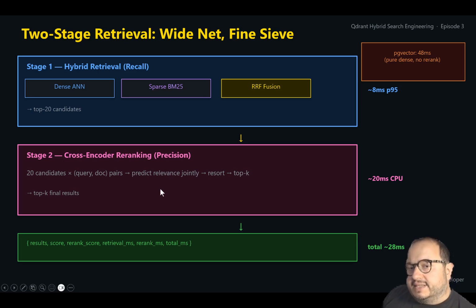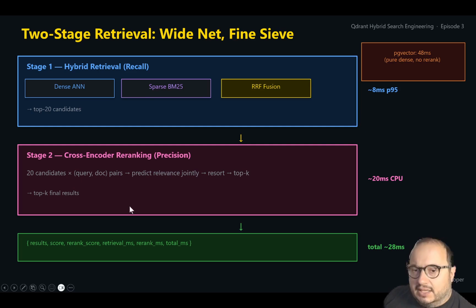The latency trade-off is manageable. Stage 1, Qdrant hybrid search, takes approximately 8 milliseconds P95. Stage 2, cross-encoder reranking on 20 candidates, approximately 20 milliseconds. Total approximately 28 milliseconds. Compare that to pgvector at 48 milliseconds P95 with no reranking. We get better accuracy for less latency than the naive baseline. This is the architecture. Two-stage, wide net, then fine sieve.